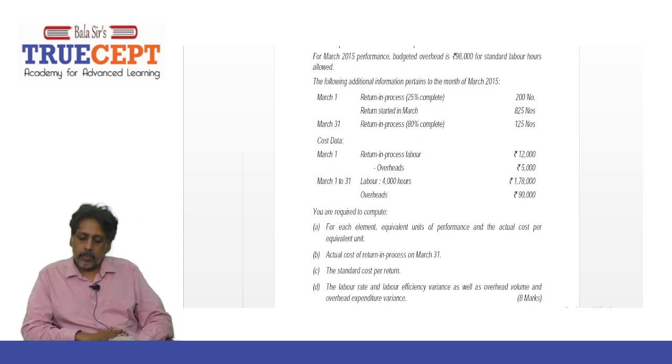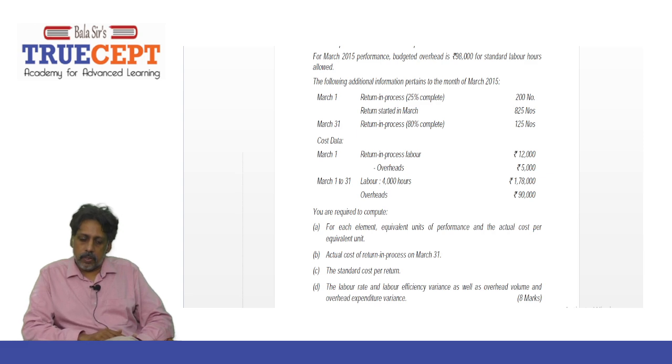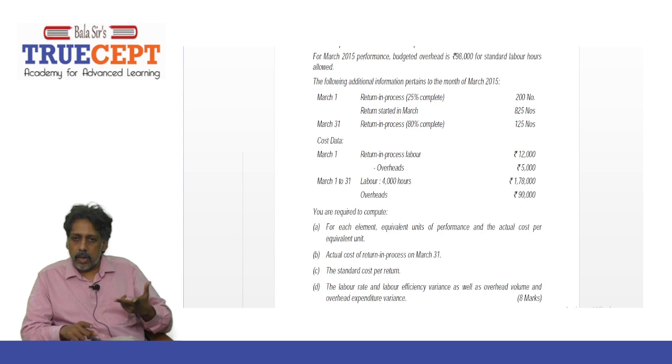Next, the first cost, March to 31st March. That is a cost incurred in the current month, actual cost. How much? Labor 4,000 hours, amount 1,78,000. 4,000 hours have been actually worked, and the labor cost incurred is 1,78,000. And overheads, 90,000 is incurred in the month of March.